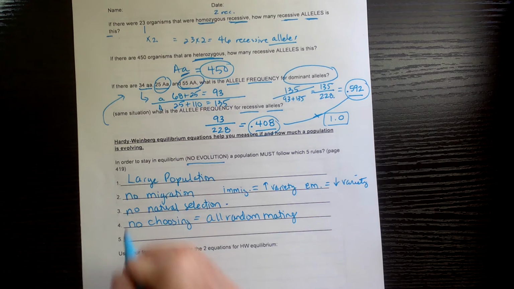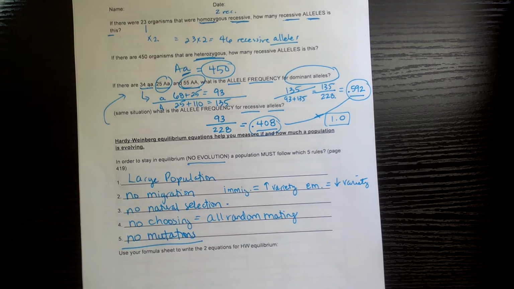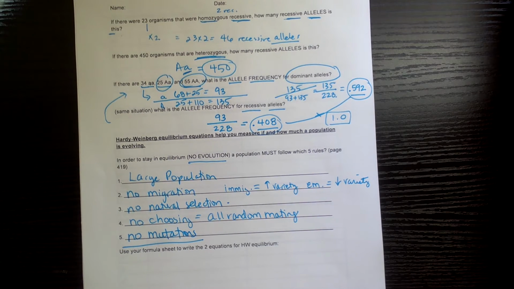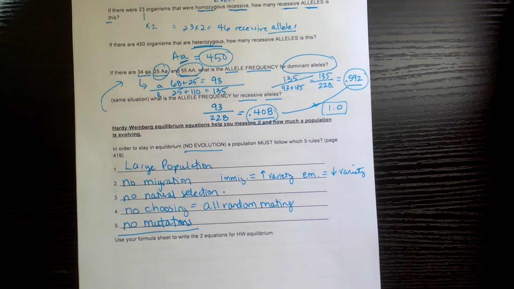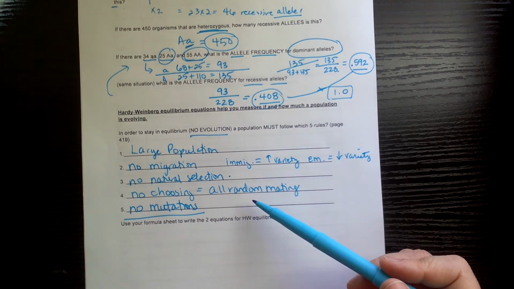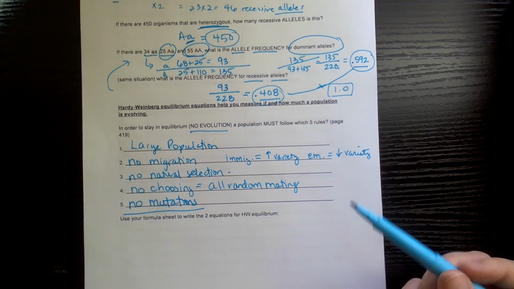All right, and the fifth one, no mutations. So your DNA cannot mutate. There are some organisms whose DNA doesn't mutate rapidly, but for the most part, mutations are random and they do occur. And so this is also a hard one not to break. Okay, so you have to know those five because you need to know what has to be true in order for a population not to evolve.